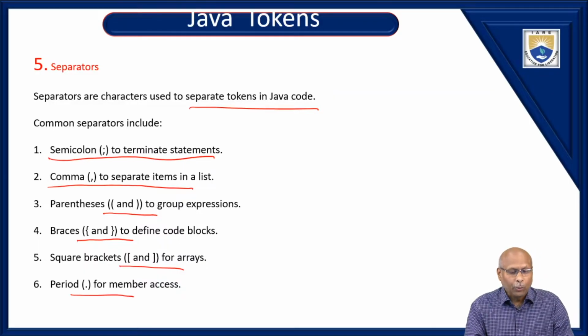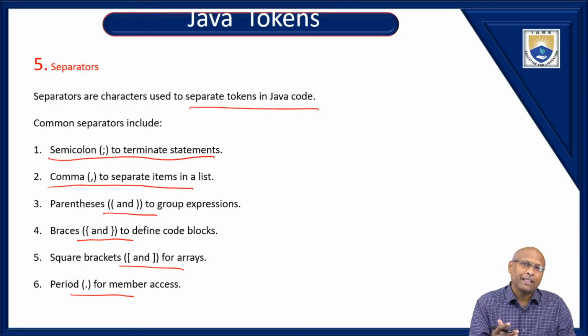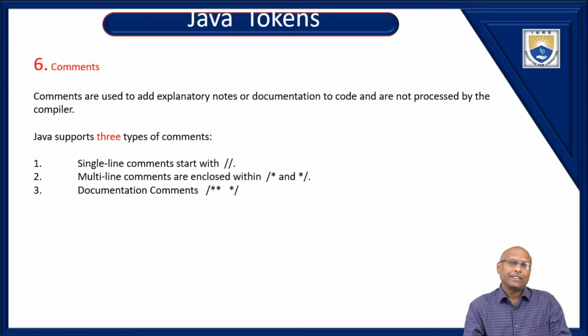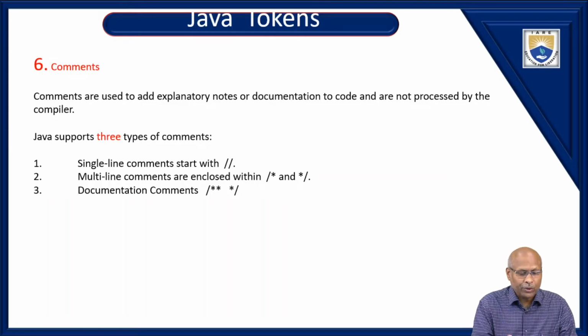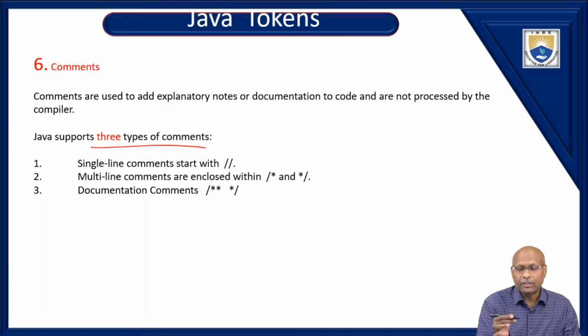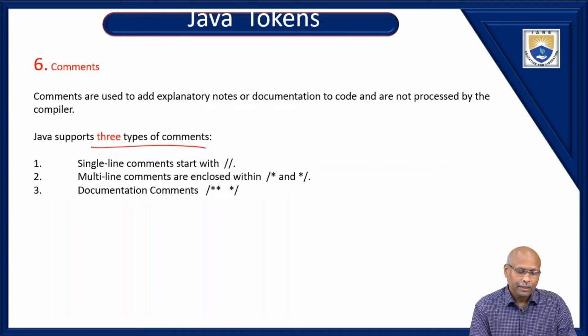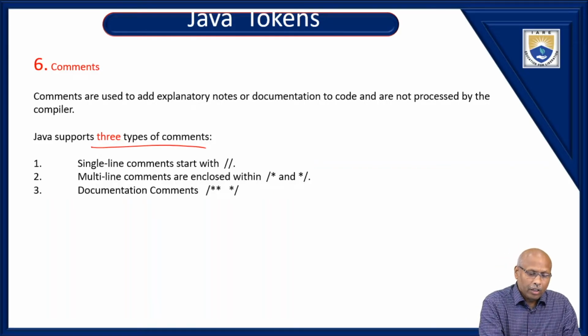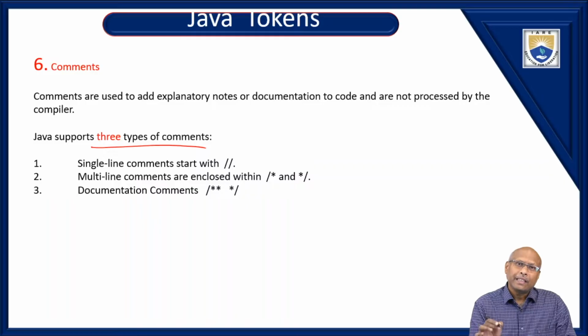So that means your program may use multiple types of token. The next token, comment. The program may use comments also. Java supports 3 types of comment. How many types? 3 types. Generally, comments are used in the program to explain something, to say something. That means to make the documentation strong, you have to use comments.